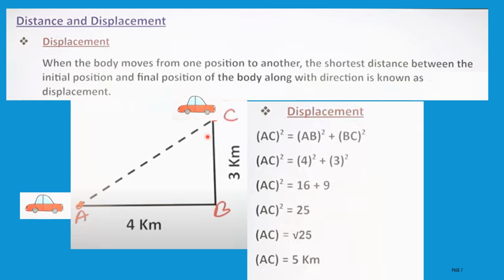The shortest distance we will consider here. We will not consider this path. This is the longest path. We will consider only the shortest path between the initial point and final point. That one always you have to remember. Displacement here we will get, that is 5 kilometers.